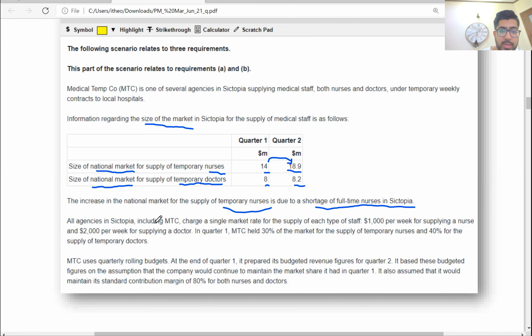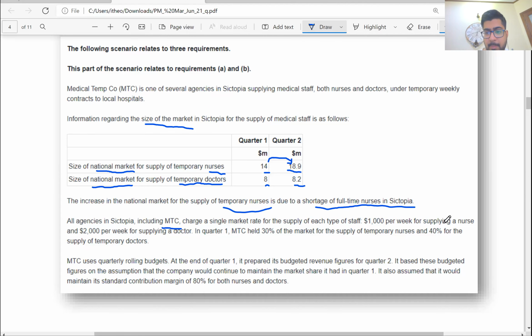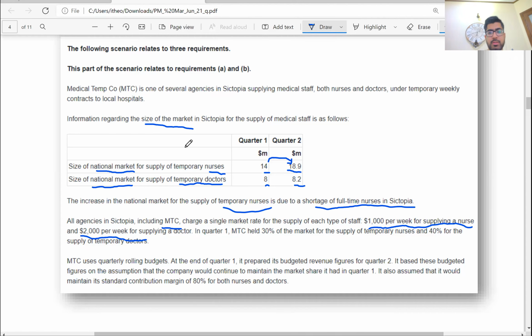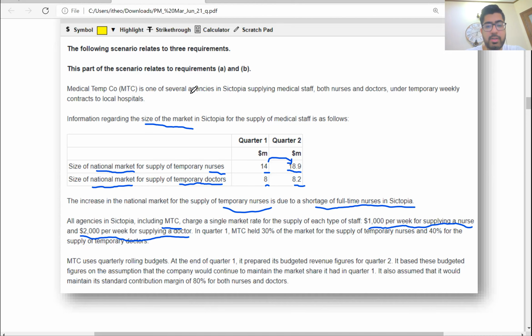All agencies in Sectopia, including MTC, charge a single market rate for supply of each type of staff: 1,000 for supplying a nurse and 2,000 for supplying a doctor. So all agencies charge a single market rate. 1,000 is the rate for nurse and 2,000 is the rate for doctor.